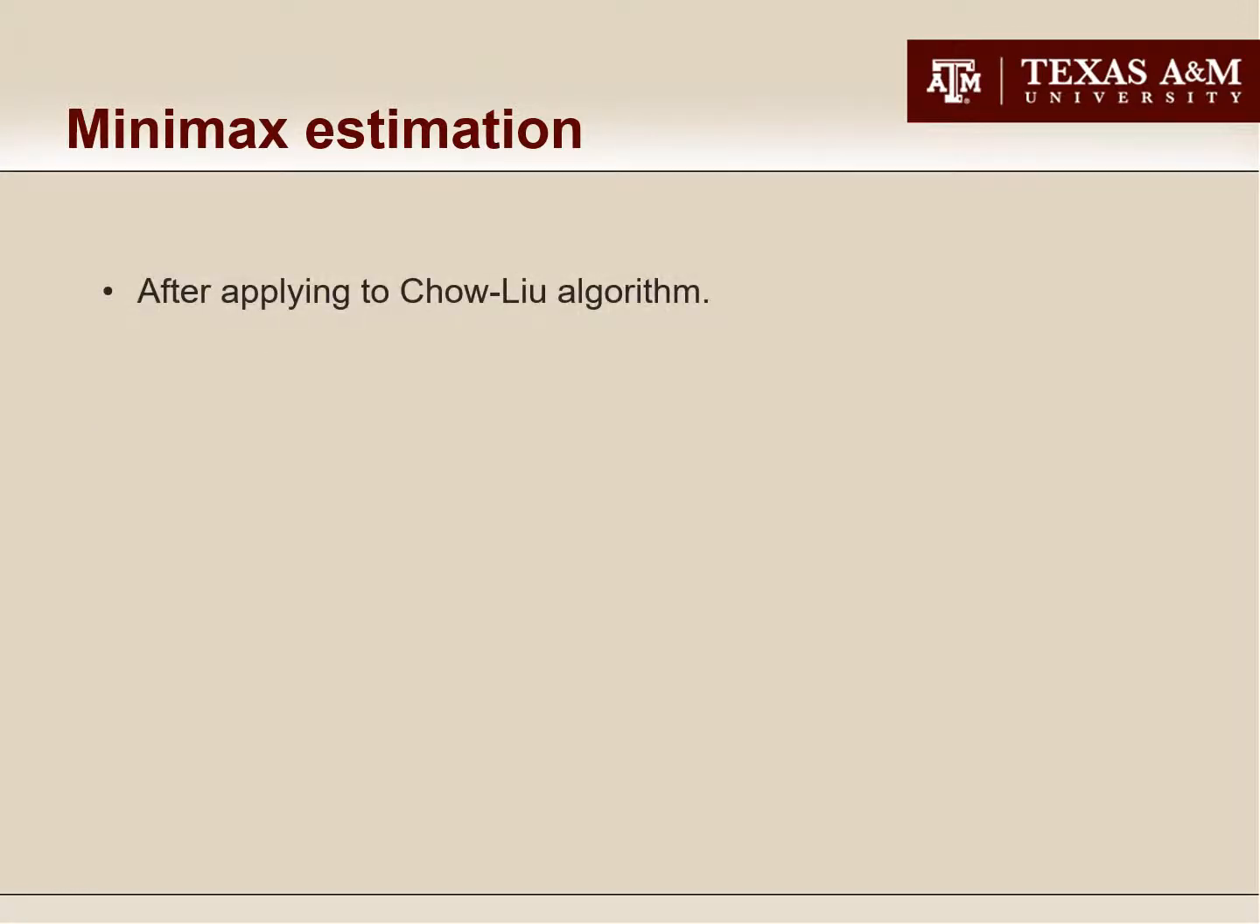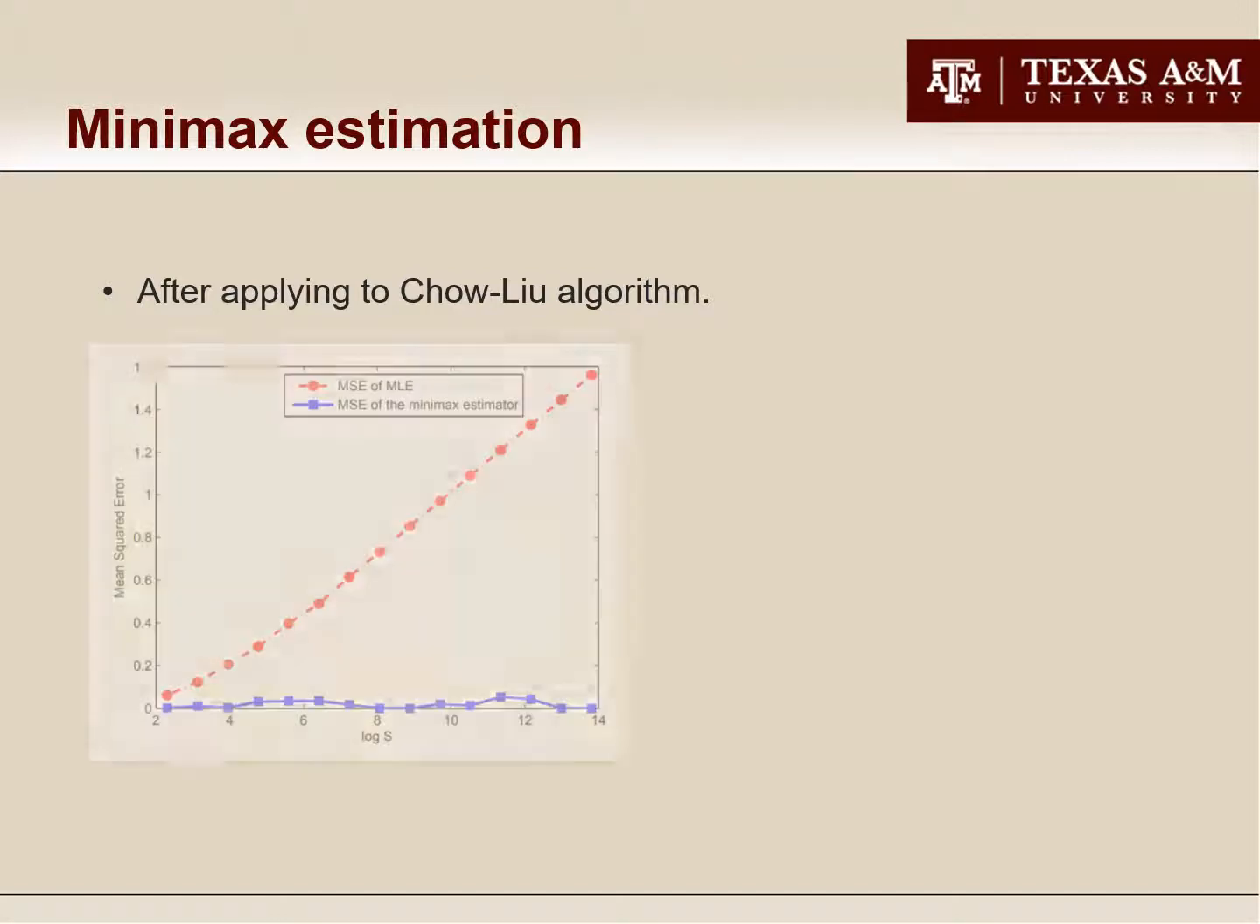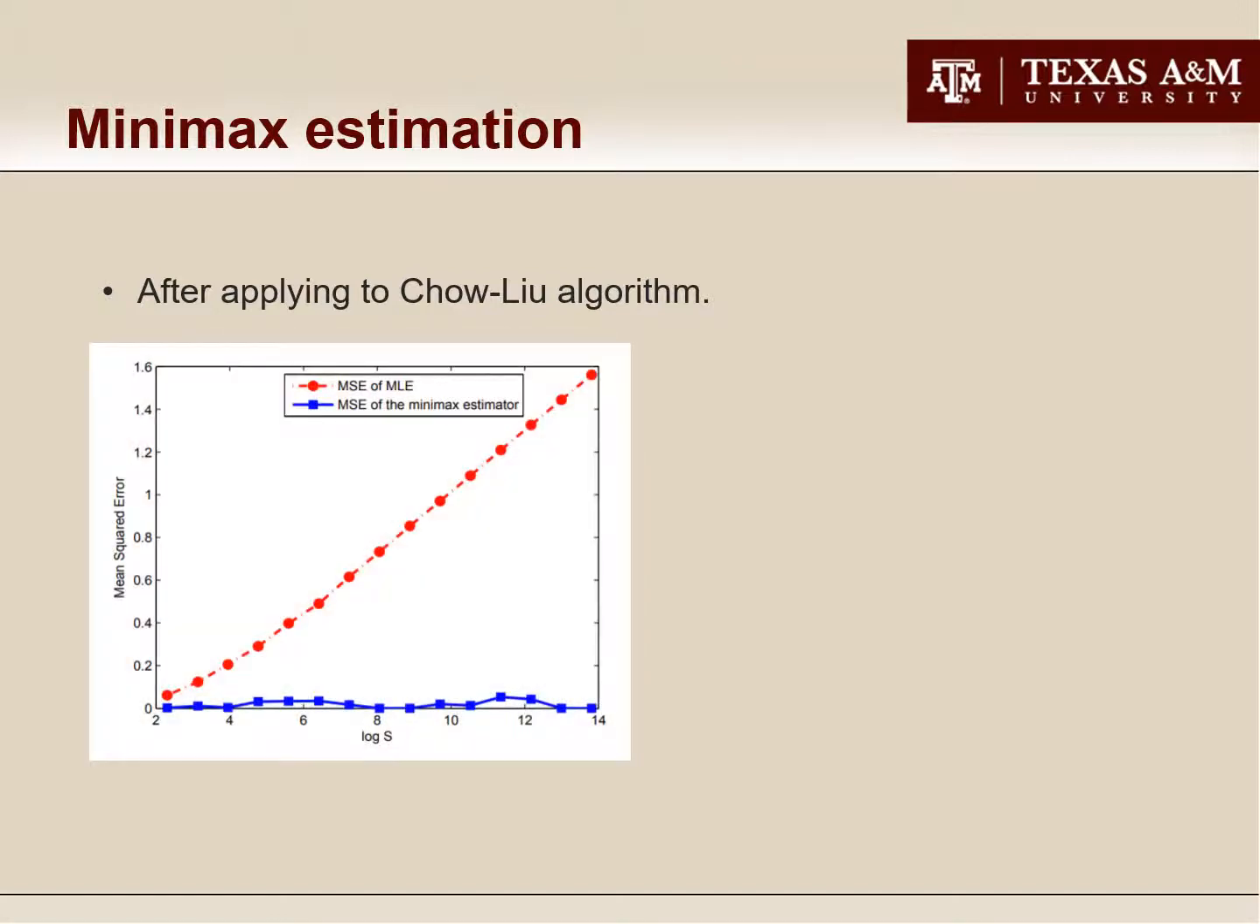And then we can apply the minimax estimation to the Chow-Liu algorithm. The first graph on the left shows that the mean square error of the estimation for the mutual information is very large when we use the original Chow-Liu algorithm and is very small when we use the modified Chow-Liu algorithm which applied the minimax estimation.